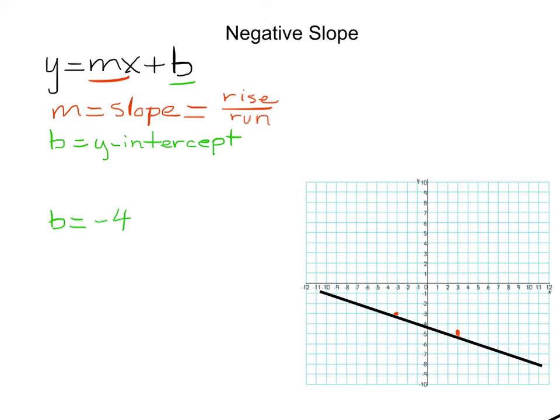Okay, so let's start by counting out the rise. Now remember, when we do this, we start at the point on the left and we move to the point on the right. When we had a positive slope, we always moved up as our first step. But this time it's a little bit different, and this is where we get our negatives from our negative slope. This time we're actually going to be moving downward as our first step to get to the same level that our second point is on.